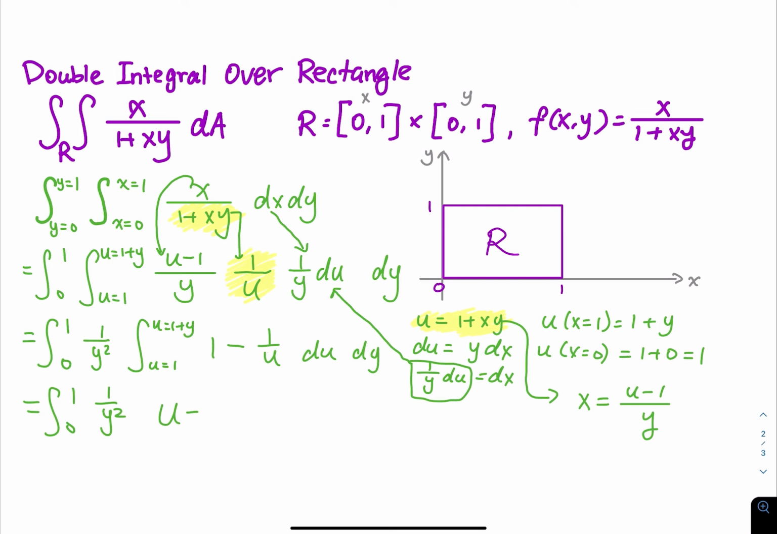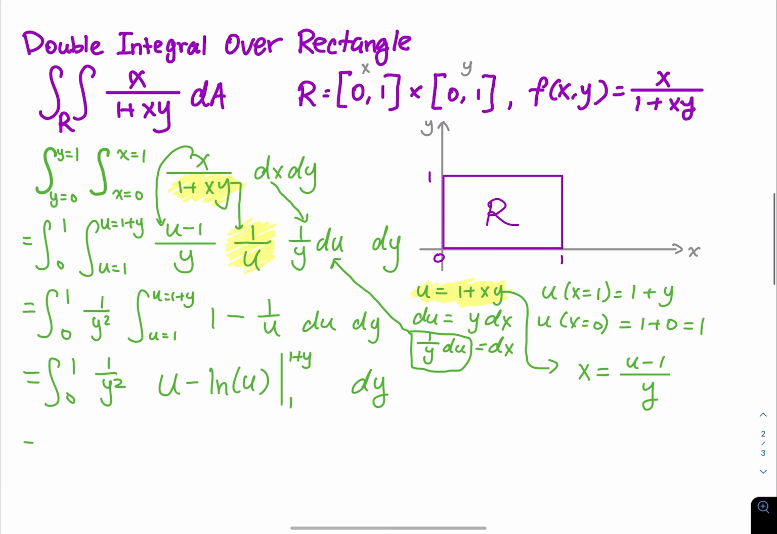So since y is between 0 and 1, I don't think you will need the absolute value, because x and y are both positive, you add a 1 to it, you do not need the absolute value. 1 to 1 plus y, and then this is a du, right? So this is done, and then we have a dy.